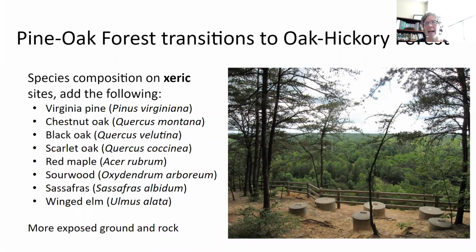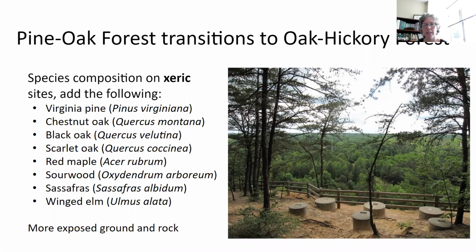So chestnut oak, black oak, scarlet oak, right? These are also species. This forest type is very common at Hanging Rock State Park. Also sourwood, sassafras, and winged elm. So these are species that are drought tolerant, and they can hack these understory conditions in these xeric sites.